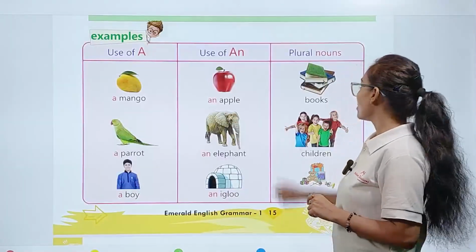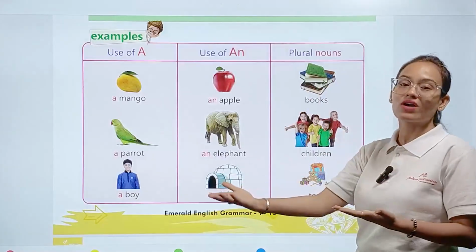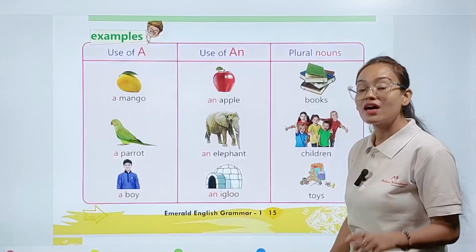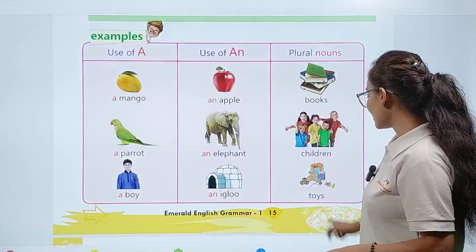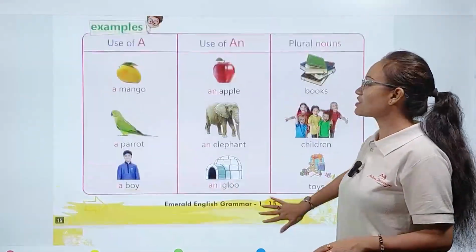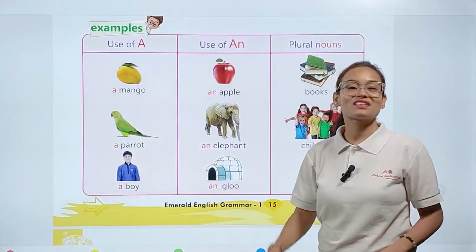Now plural nouns. What happens? Whenever we are talking about more than one thing, more than one person, more than one animal, etc., no articles are used here. Books, children, toys. So this is all about our articles. Now come with me and let's complete the exercise of this chapter.